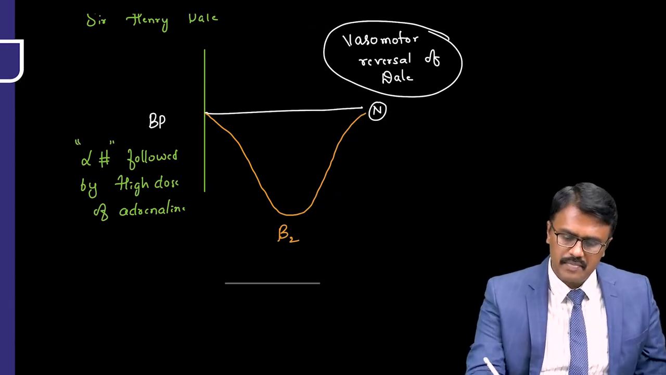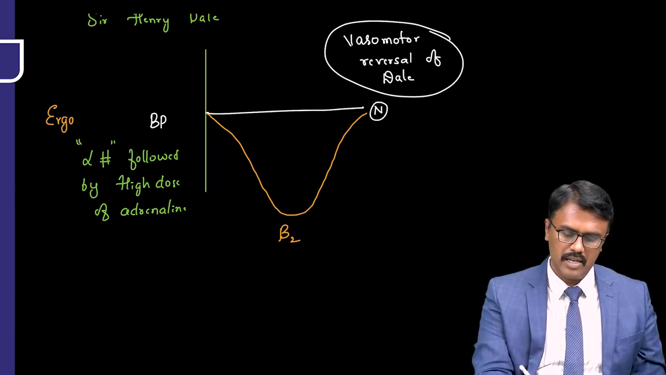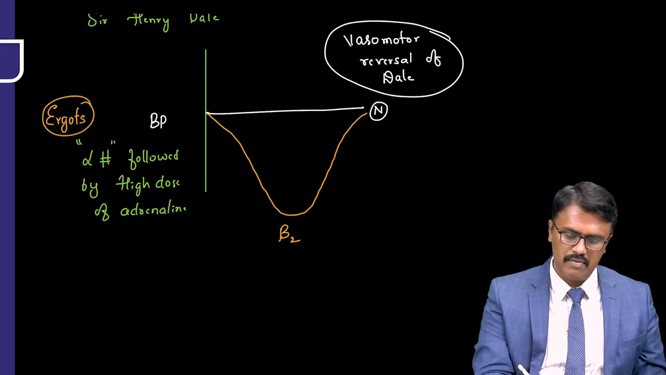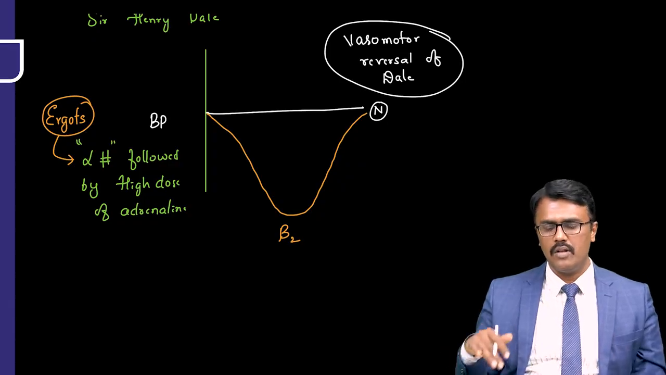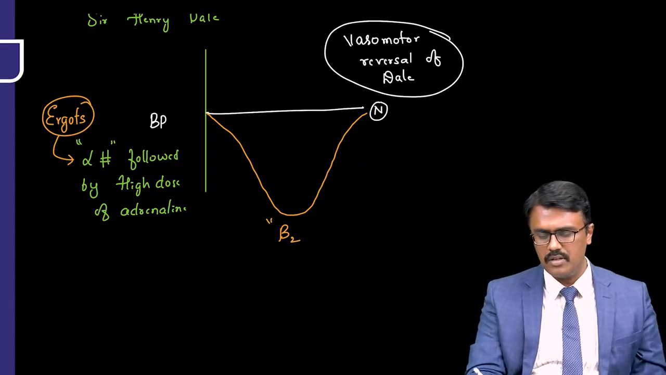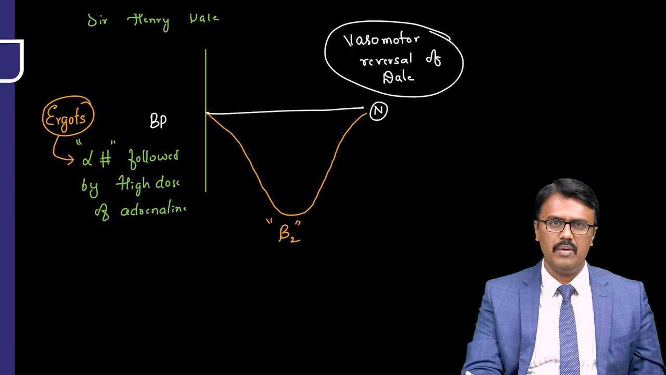Now at that time, alpha blockers were not available, so he used ergots as alpha blockers. So ergots have alpha blocking property, so he gave ergot, then he gave high dose of adrenaline, he saw the fall in BP, then it led to the discovery of another type of receptor, that is beta receptors. Until that we didn't know about them.